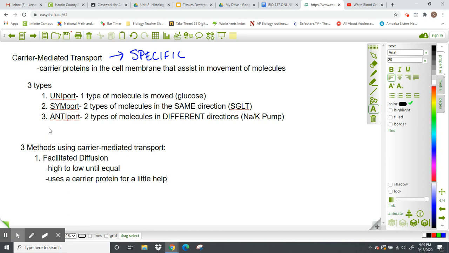Another cool thing about facilitated diffusion is it uses no ATP. When molecules are moving down their gradient, from high concentration to low concentration, we do not use ATP for that. That just follows a natural tendency of molecules in their movement from high concentration to low until equal. When we use ATP, we call that active transport. In active transport, we use ATP.